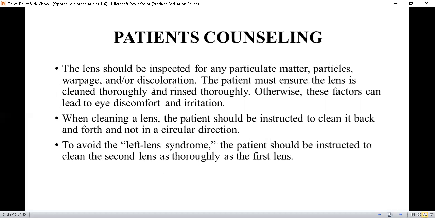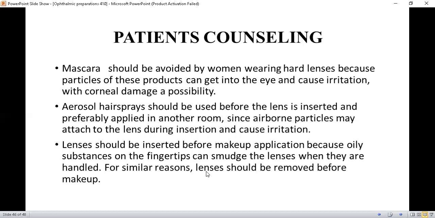Next, the lens should be inspected for any particulate matter, particles, wrappage, or discoloration. The patient must ensure the lens is cleaned thoroughly and rinsed thoroughly. Otherwise, these factors can lead to eye discomfort and irritation. When cleaning a lens, the patient should be instructed to clean it back and forth and not in a circular direction. To avoid the left lens syndrome, the patient should be instructed to clean the second lens as thoroughly as the first lens. So these are the precautions that must be exercised while you are going to use any type of lens.